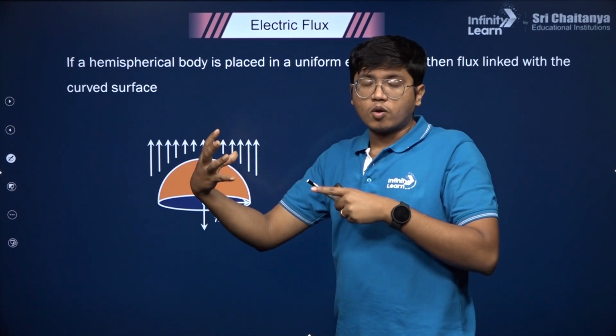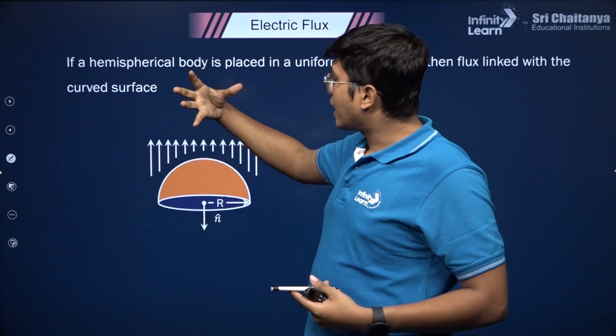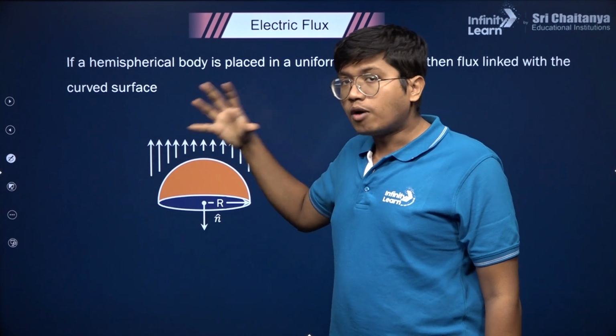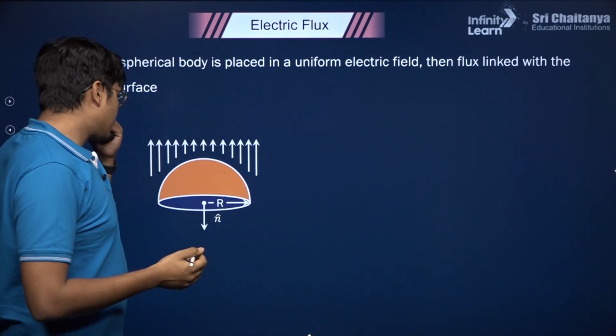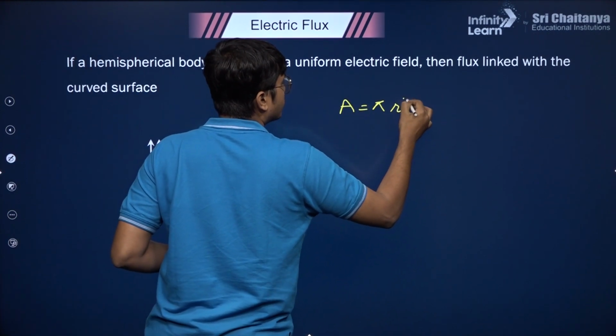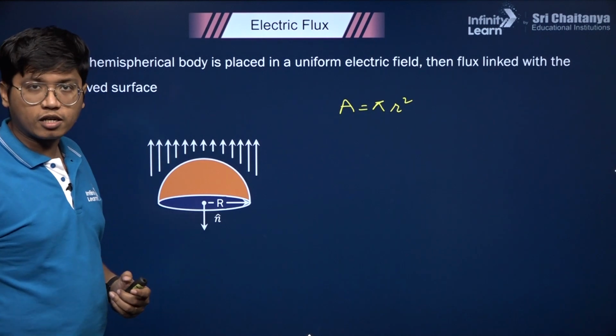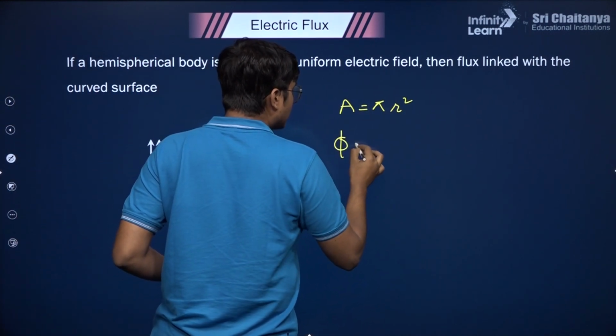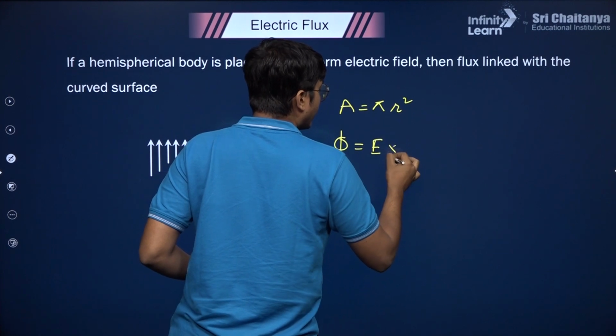If I do that, what do I see? That is what I need to consider. I see a circle. It will now become a 2D structure. It's now a circle. And what is going to be the area of the circle? The area of that circle is pi r square. And the electric field is E. So the flux would be E into the area.